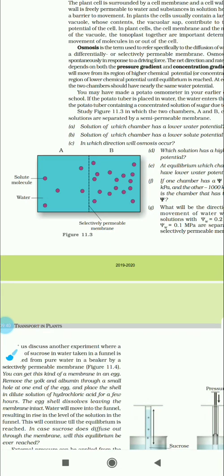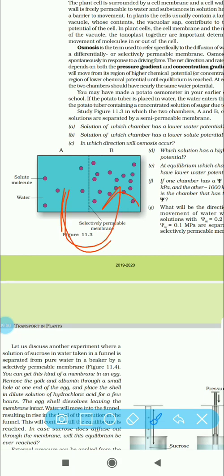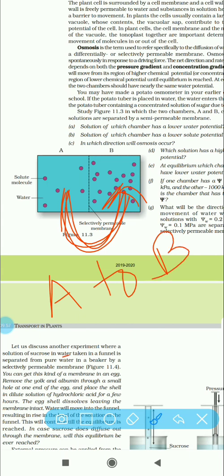In which direction will osmosis occur? It's very easy. There is more water in A, and B has more solute, so less water. Osmosis will always be from high water concentration to low water concentration, or from higher water potential to lower water potential. So it is very easy. The answer for the third question is that it will always be from A to B.